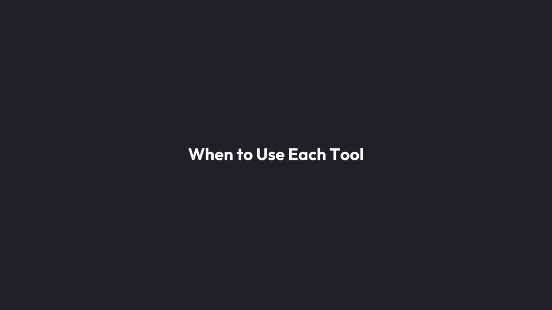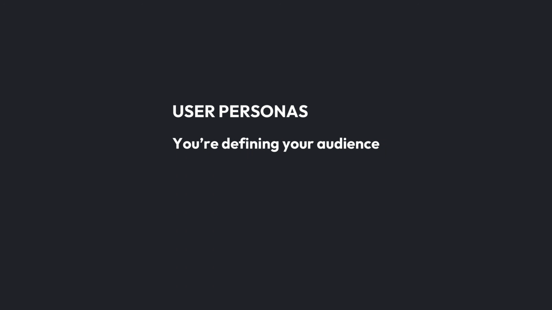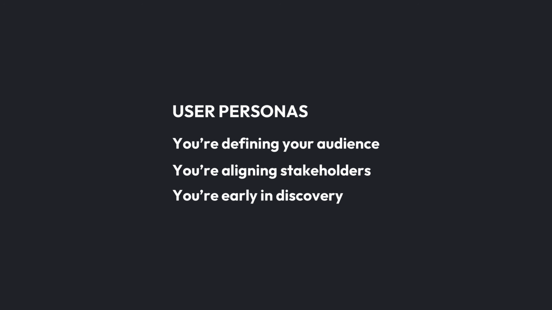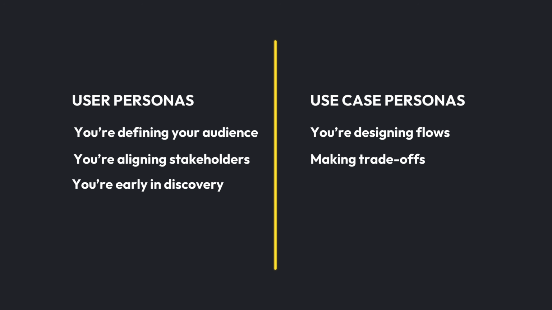When to use each tool. Here's how this plays out at work. Use user persona when you're defining your audience, aligning stakeholders, or early in discovery. Then use use case persona when you're defining flows, making trade-offs, prioritizing features, and presenting design decisions.